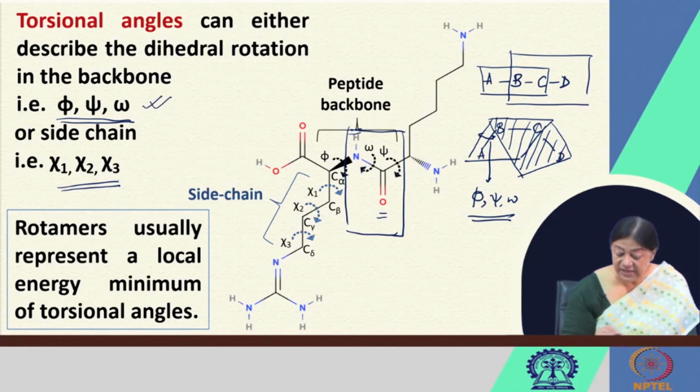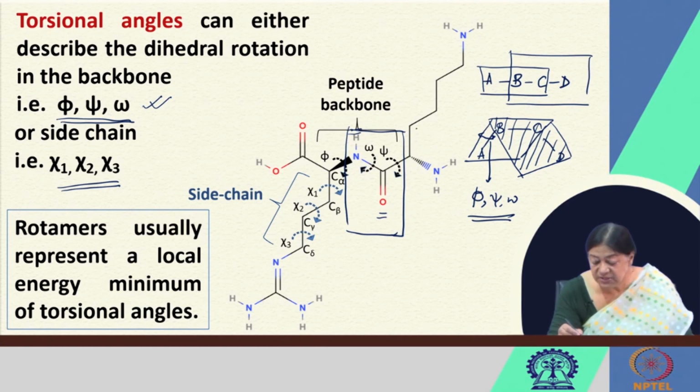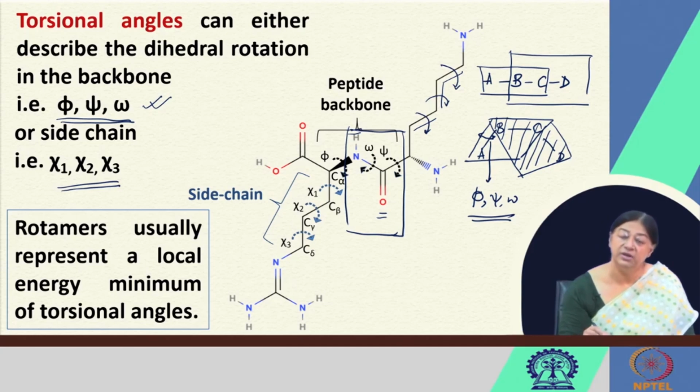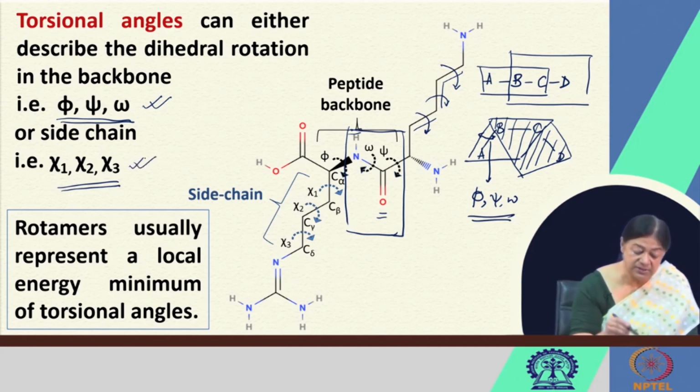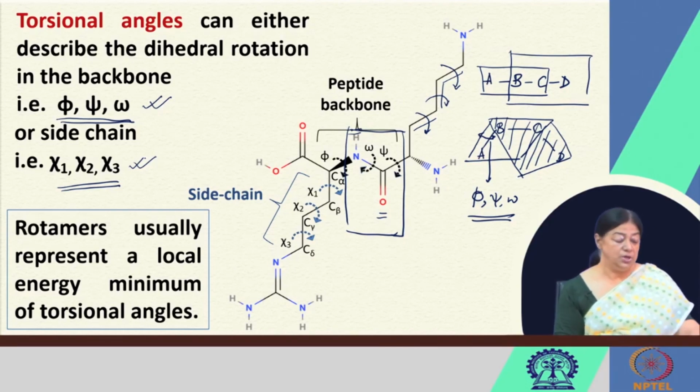But when we look at the side chain, as we looked at the different single bonds, this is the arginine amino acid residue, and we see there are several single bonds. Now, there is rotation possible about these single bonds, which is what is termed as chi1, chi2, chi3, giving us the rotamers that usually represent a local energy minimum in terms of the torsional angles, giving us the best possible orientation that is going to give us the minimum energy.